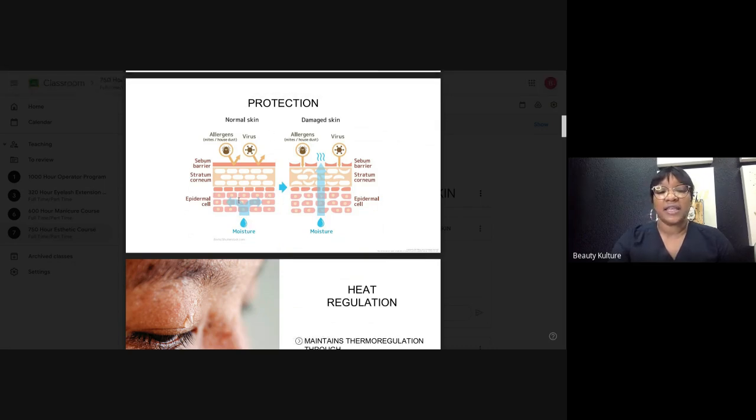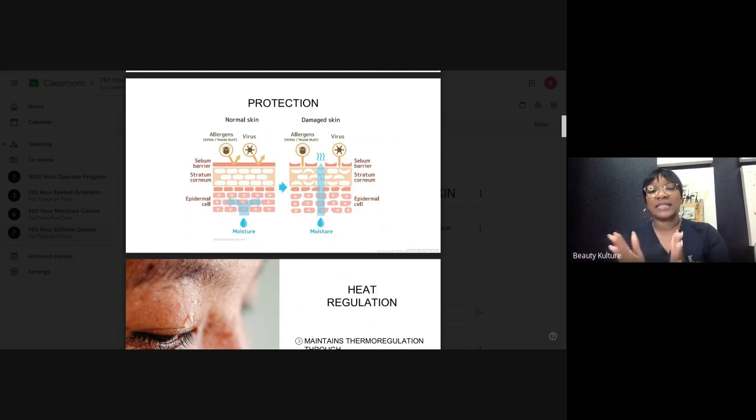You can see at the deepest level in the epidermal cell layers, that moisture is trapped down in the deeper layers. As you rise to the surface and you reach the stratum corneum and that sebum barrier that we were just talking about, you can see how no water is escaping because the barrier is functioning properly. And so with a properly functioning barrier, we're going to be protected from allergens. We're also going to be protected against viruses and other things that potentially harm our skin or make us sick.